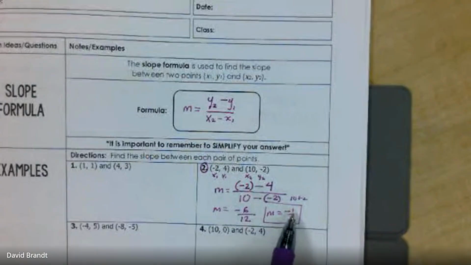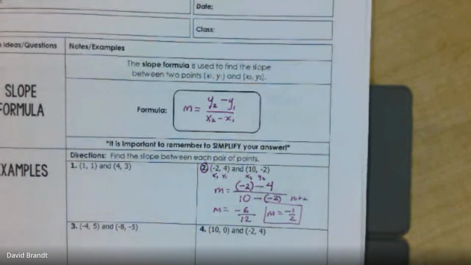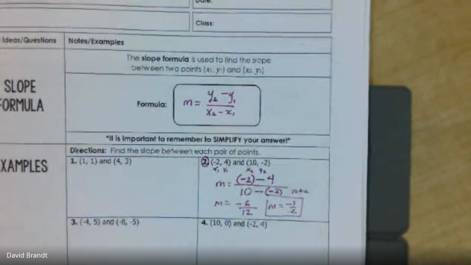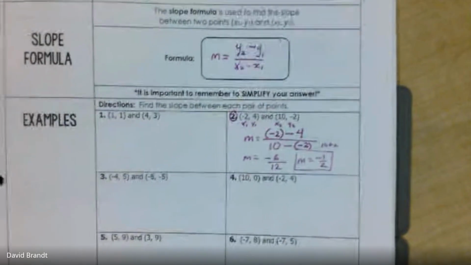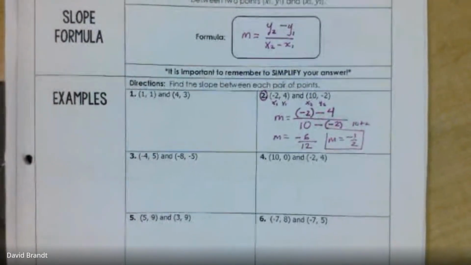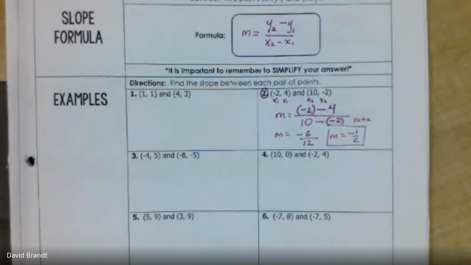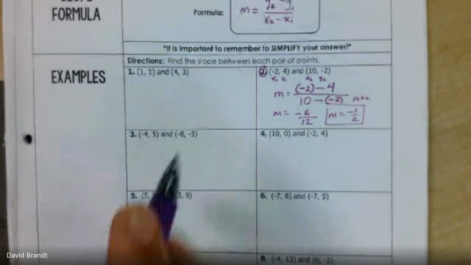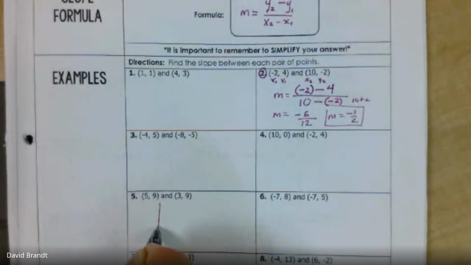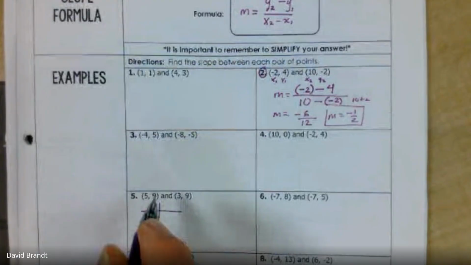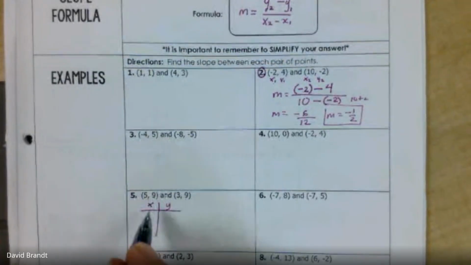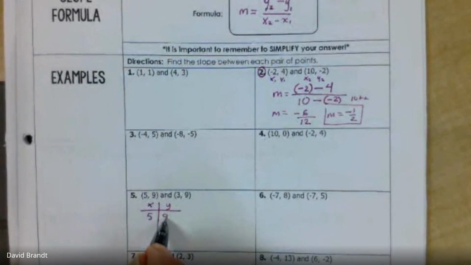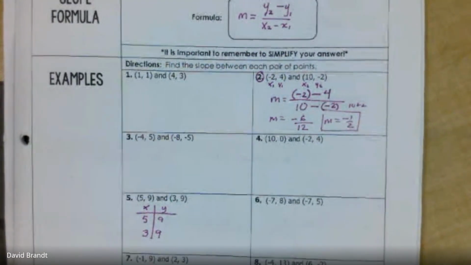And if you remember, that means down 1 to the right 2. Now, let me show you another way I like to do it. I like to do it using a table. All right. So let me do a couple examples using the table, and you can see which way you like better. All right. So number 5, I also like to use a table. Now, the table is going to look like this. X, y. So just put the first x and y here, 5 and 9. Put the second x and y here, 3 and 9.